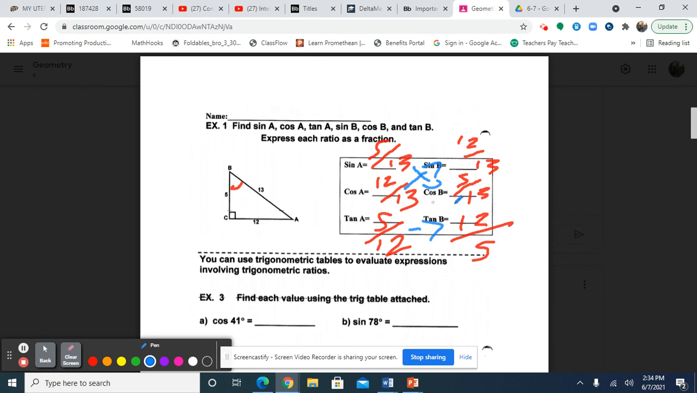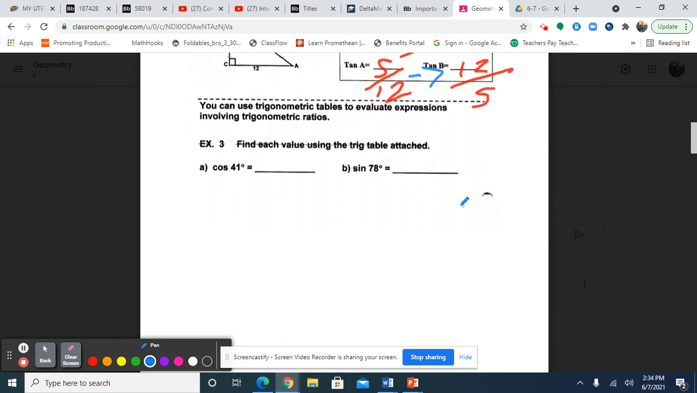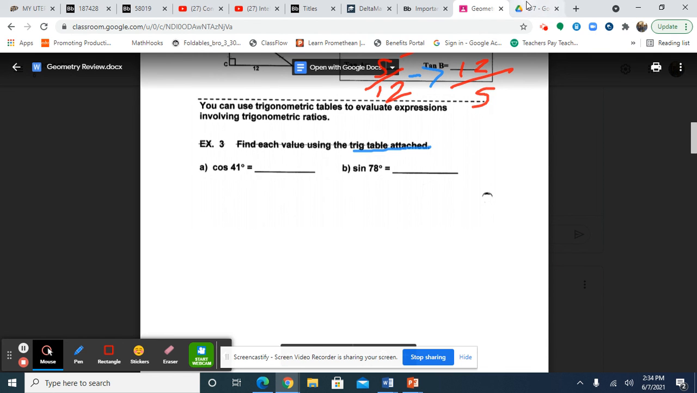Now, for example 3, we're going to use a trig table to find cosine of 41 and sine of 78. And I will post that with the test.